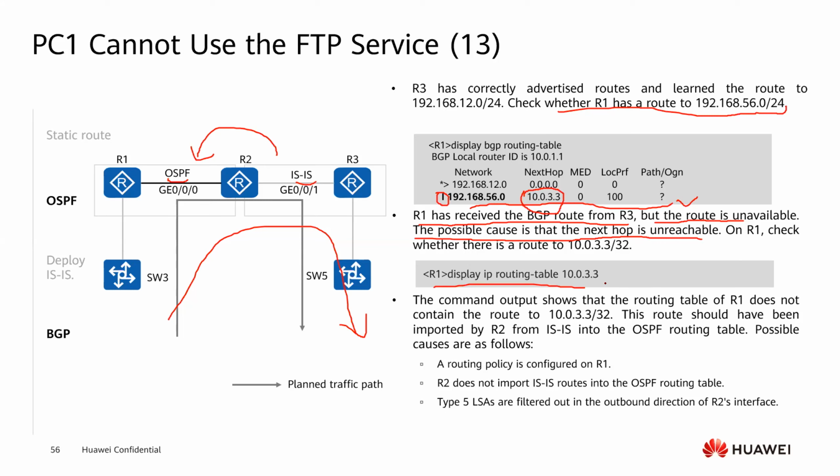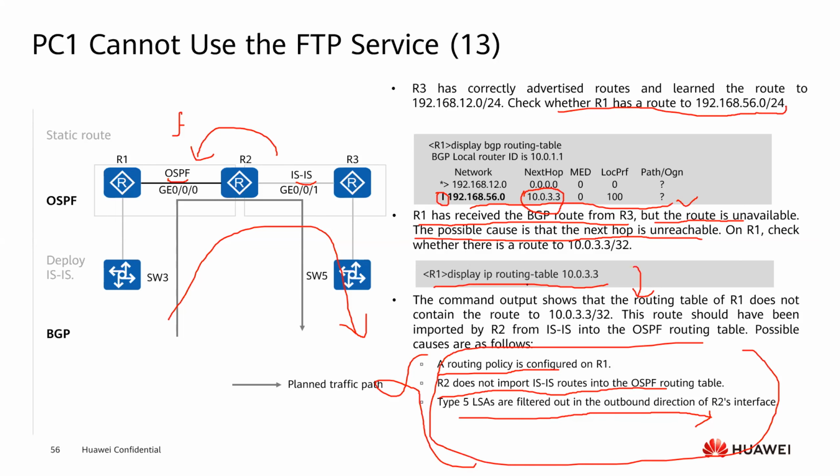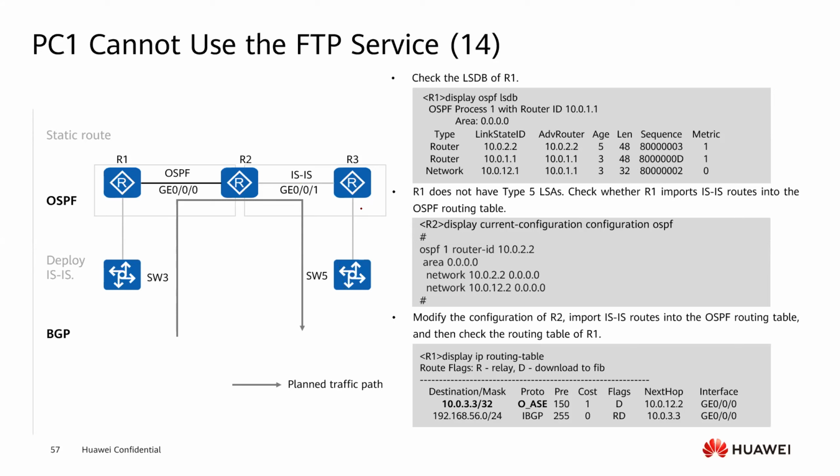We display the IP routing table. We find that it really can't communicate to 10.0.3.3. We list the reasons here. A routing policy is configured on R1. R2 doesn't import the IS-IS route into OSPF. Type 5 LSAs are filtered out in the outbound direction of the R2 interface. We filter Type 5 LSAs. Maybe this is the reason, okay? Then we deal with it.